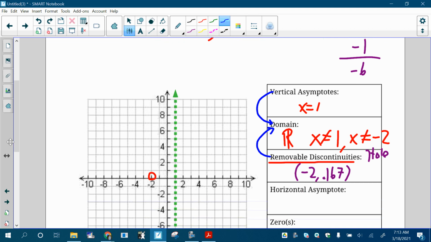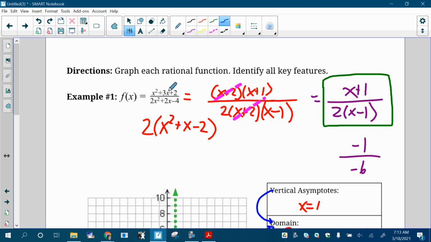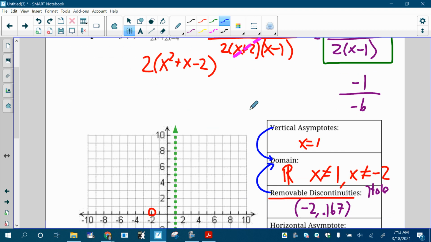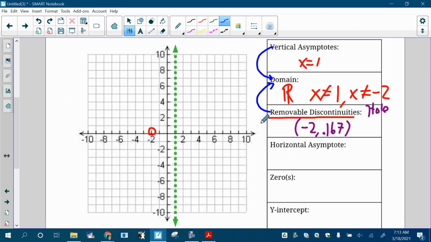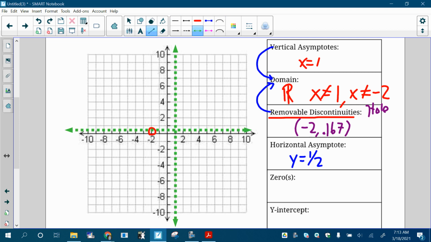Horizontal asymptote, rules haven't changed. The top and the bottom are both squared. So I'm going to look at the ratio of the leading coefficients. What's in front of the x squared? A 1. So my horizontal asymptote is going to be 1 divided by 2. It's going to be y equals 1/2. So I'm going to put that in there, right above the hole. It's kind of hard to see.